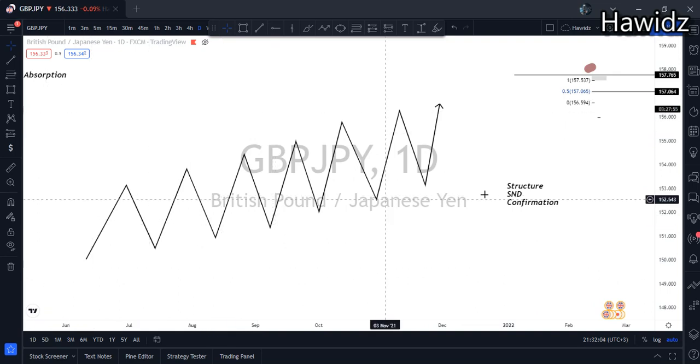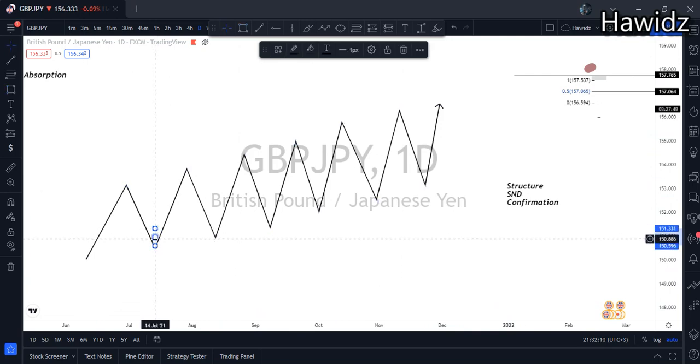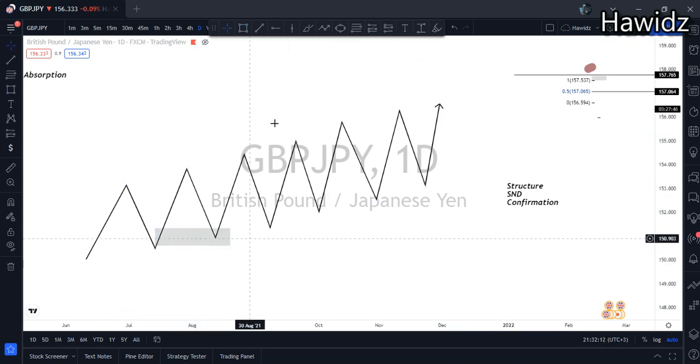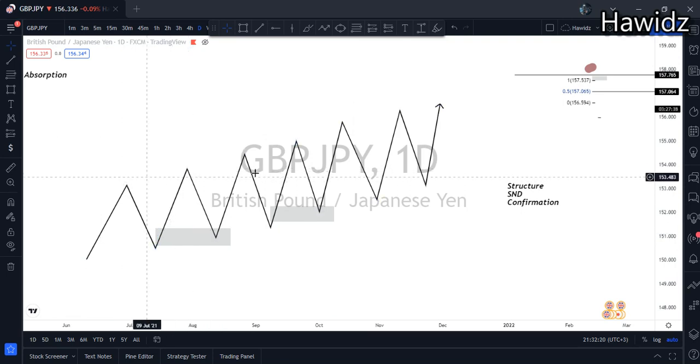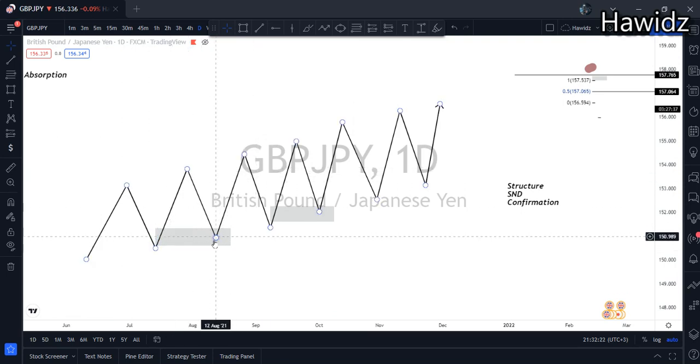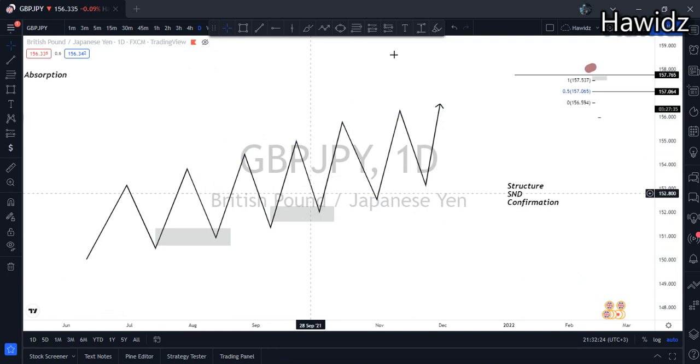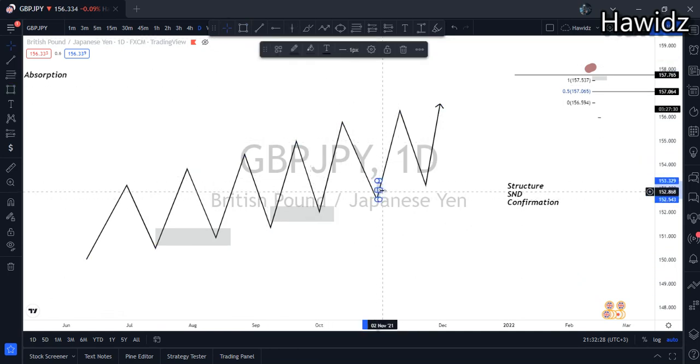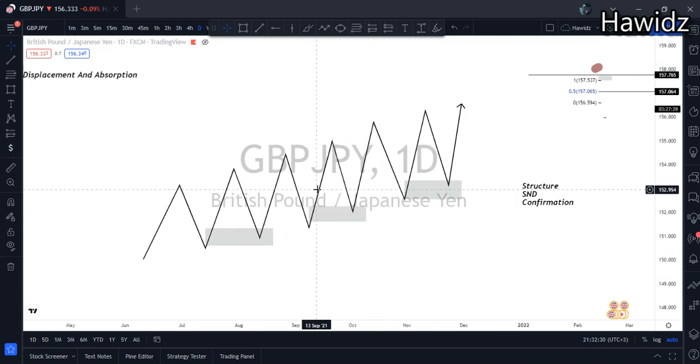So once we have structure like this, we then identify what our S&D is, which is the second thing. You find your S&D lying in these areas, right? You'll be constantly having S&D zones lying in these areas where price will leave, break structure, come test, take your entry and go, forming what? New structural points, right? So this in itself now is where displacement and absorption come in, right?